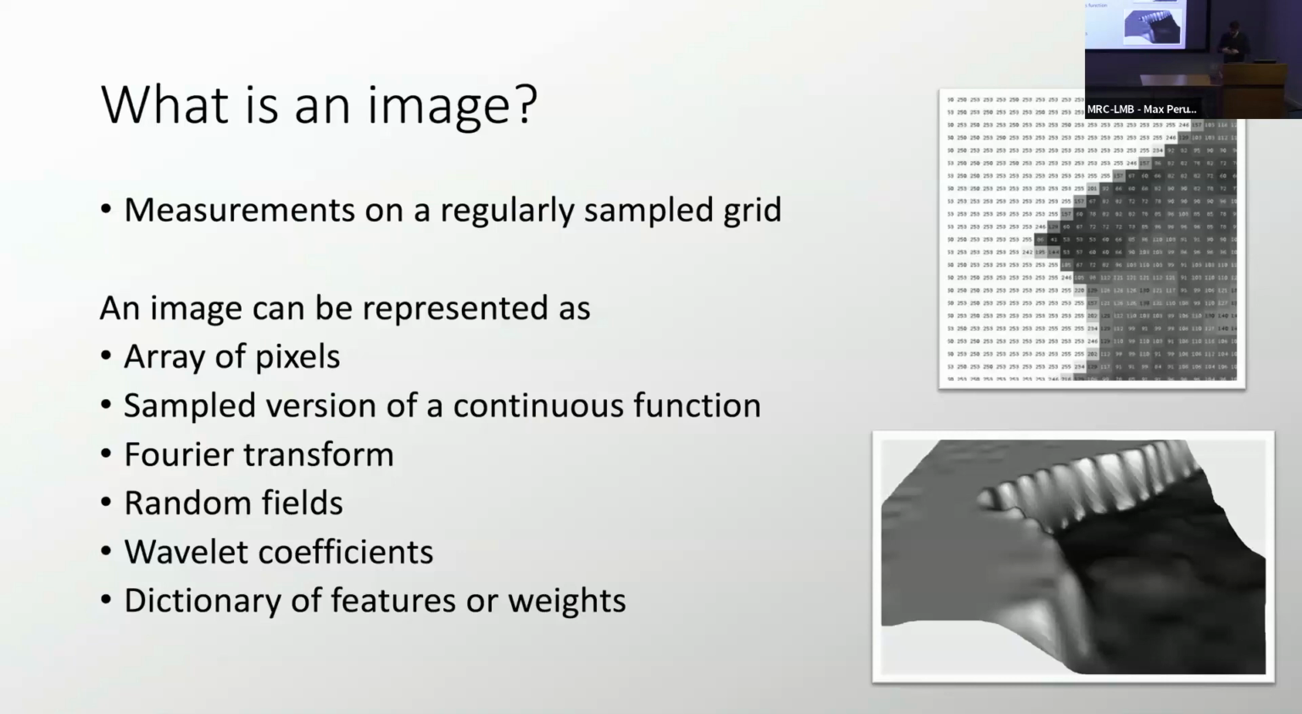We see this basically as an array or a big table of pixels. It can also be viewed as a continuous function which has been sampled at different locations. We can also go to the Fourier transform and see it as a sum of little waves. You can see it as a random field, like a magnet, to try to interpret the image as interacting potentials. You can see it as little wavelets or a dictionary of features of weights, and they are now in neural networks.